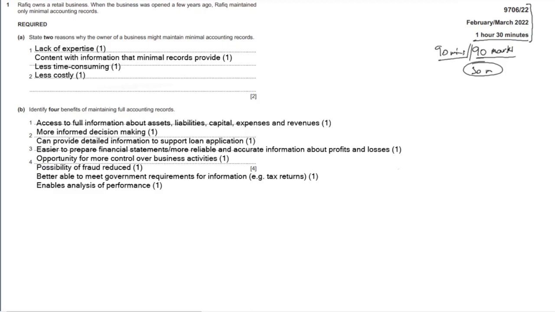It's a 4-mark question. You don't need 4 minutes for this. Enables analysis of performance. That's pretty good, right? I think most people, even from non-accounting background, can answer this, if they think enough, right? If you think hard enough, you can come up with these points easily. It's not a big deal.